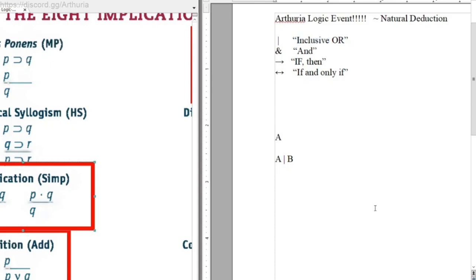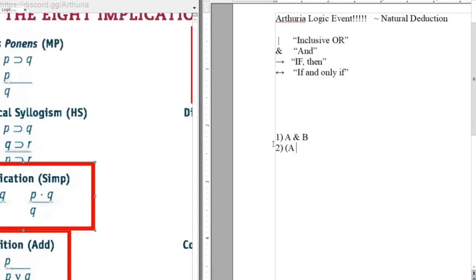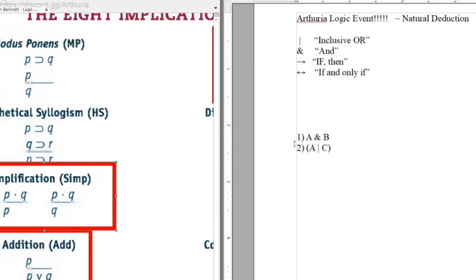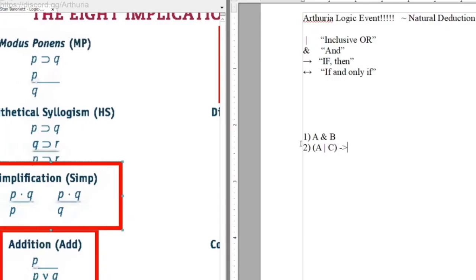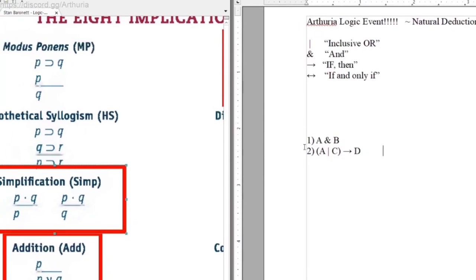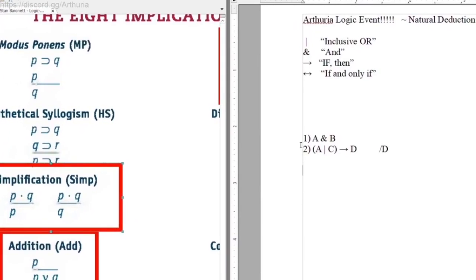Okay. So, we can do a simple problem doing a combination with this. Let's use modus ponens as well. So I'll give you A and B. Two, I will say if A or C is true, then D is true. I want you to prove that D is true. All right. Anybody have any opening move suggestions?